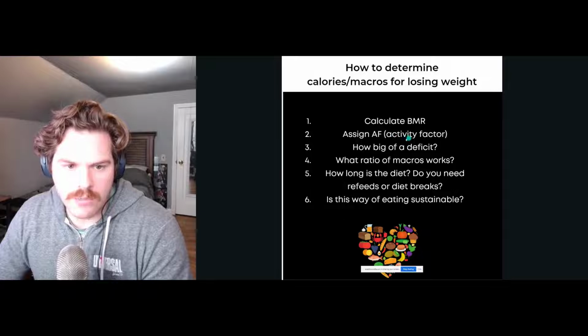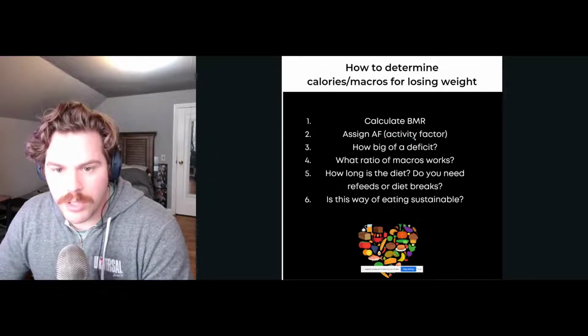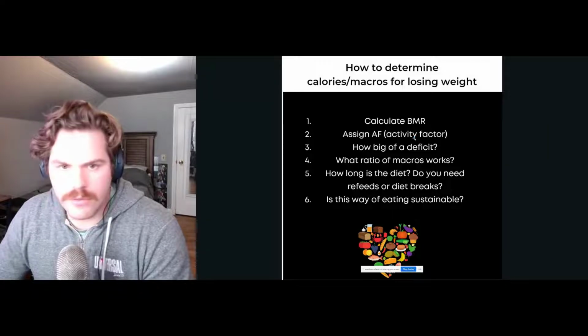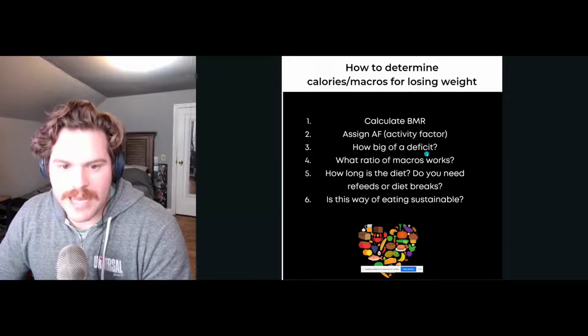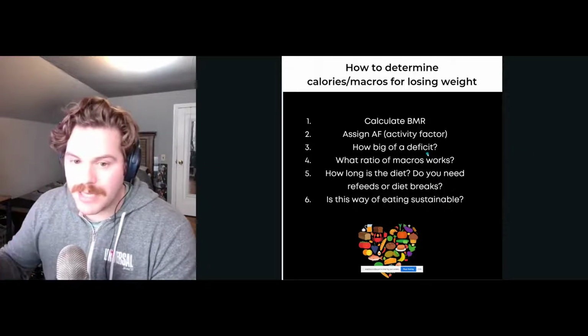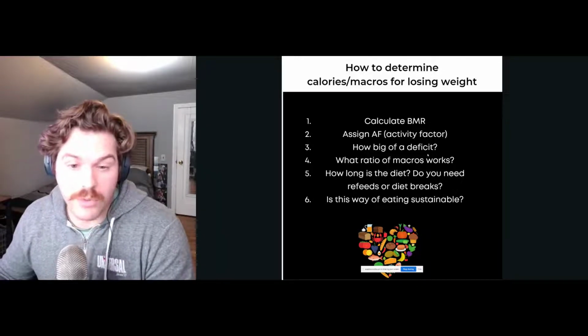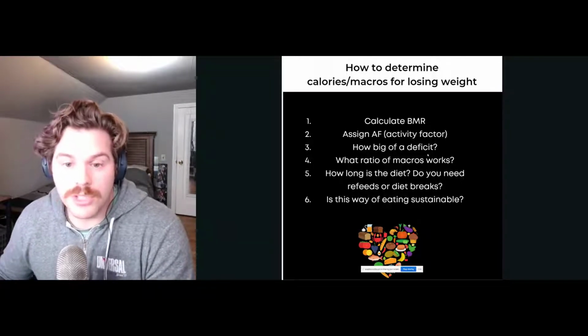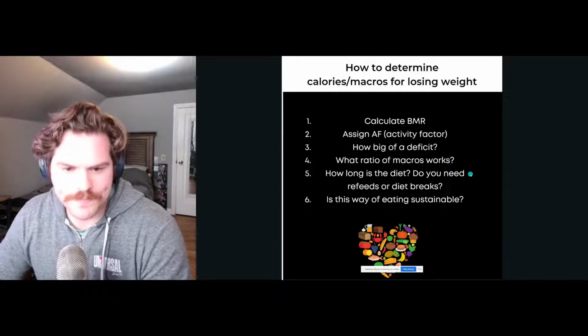Second, we're going to assign an activity factor. That is how many calories you burn per day based off of your lifestyle and what you do. Third, we're going to assign how big of a deficit we need. How big of a percent of a deficit do we need to go in for your calories in order to see progress? Sometimes it's too big, sometimes it's too small.